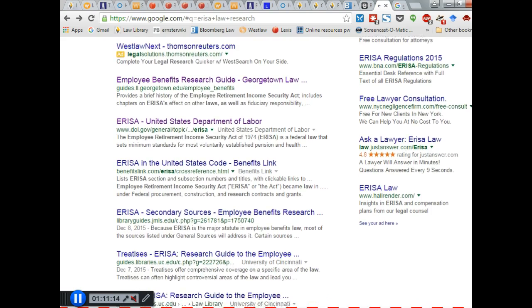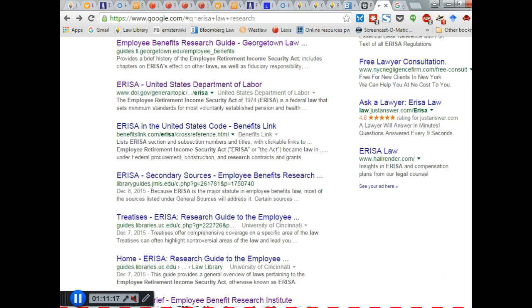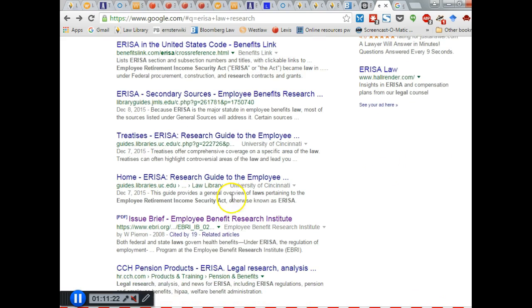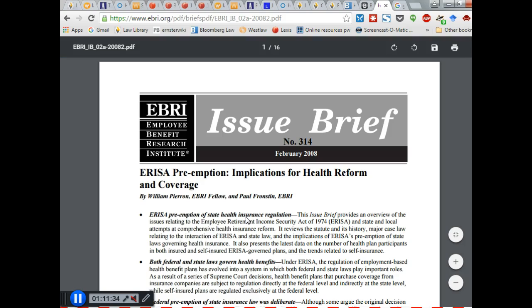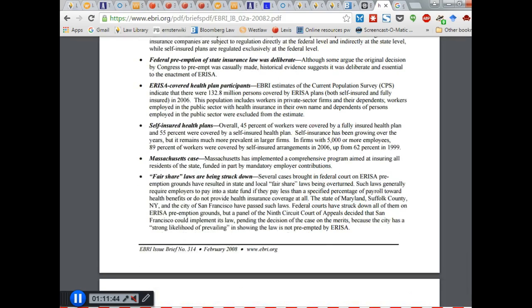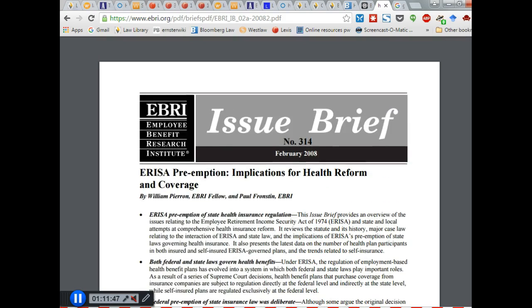And again, just from our Google search, but narrowing our Google search not just on our issue, but having to do with research. We see down here, Issue Brief, Employee Benefit Research Institute. Okay, again, we don't know who that is yet, so we may want to investigate them, but an issue brief might be a good thing. That's a PDF. So ERISA preemption, implications for health reform and coverage. Okay, we're not so worried about implications of health reform, but it may give us some background as to this whole ERISA, what ERISA preemption is and what we need to be thinking about.